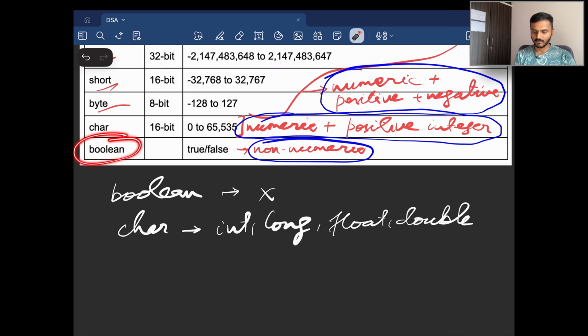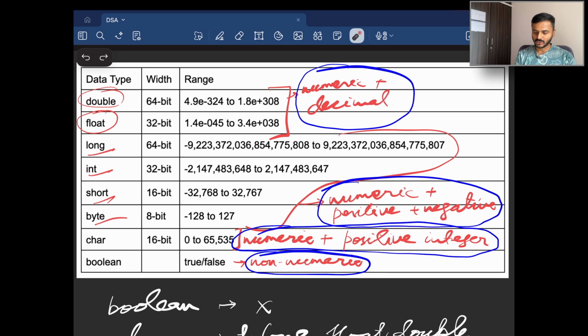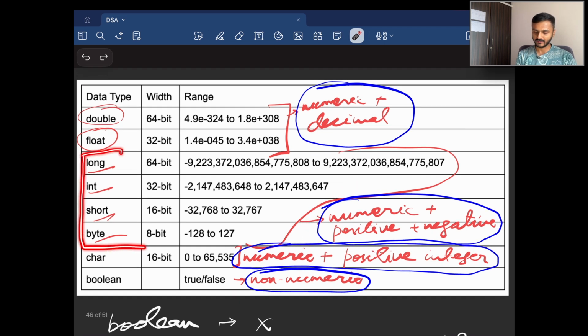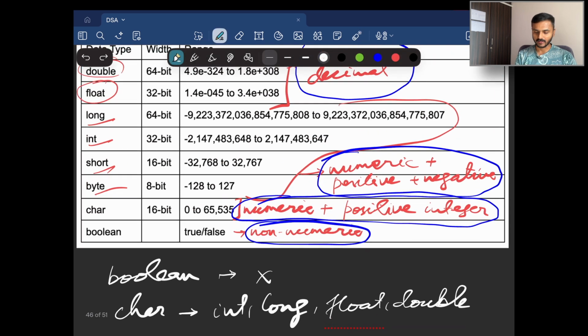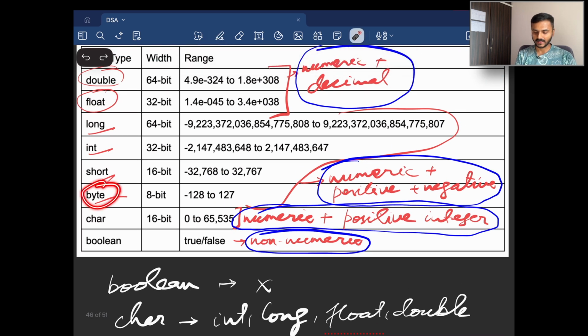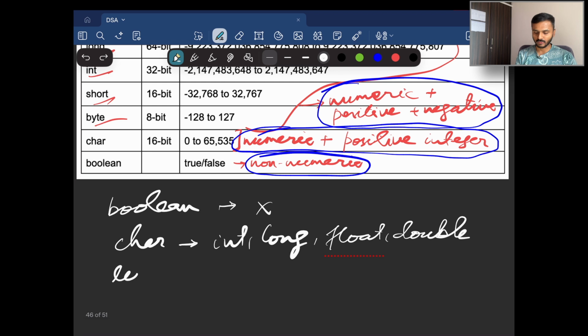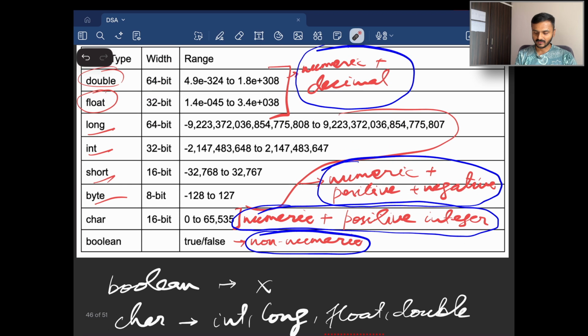So we're done with boolean and we're done with char. Now, these two data types belong to a category where they were the only data types in that category. Now let's talk about the third category that we have, which is numeric plus positive plus negative. That is all those data types which can hold numbers, and they can hold both positive and negative integers. And over here, let us start off with byte. Now, if we take byte into consideration, it has got a range of -128 to 127.